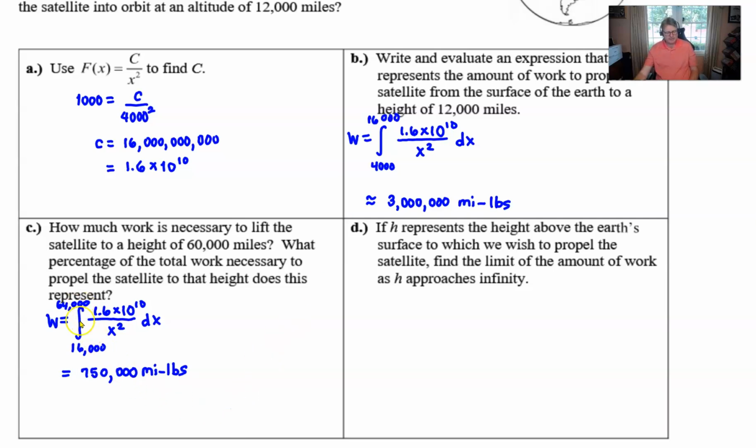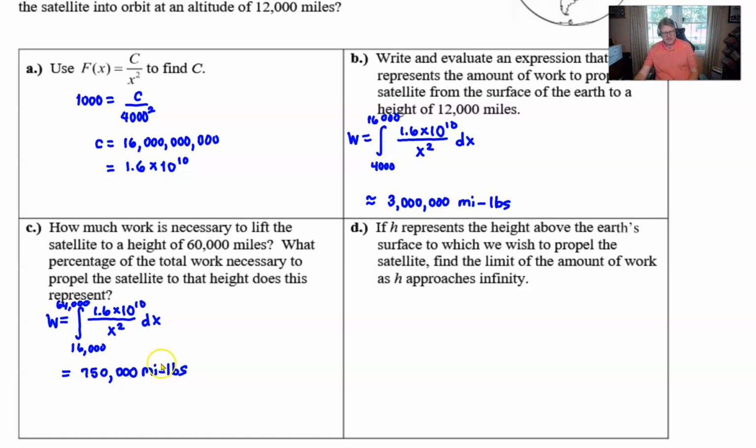But if we wanted to take that an additional several thousand more miles high, notice that it's not going to require nearly as much work. And that's where this idea of Newton's law of universal gravitation comes into play. Because by the time we are so far from the Earth and we're in space, we don't have to exert nearly as much force because there's very little to no gravitational pull at that particular time.